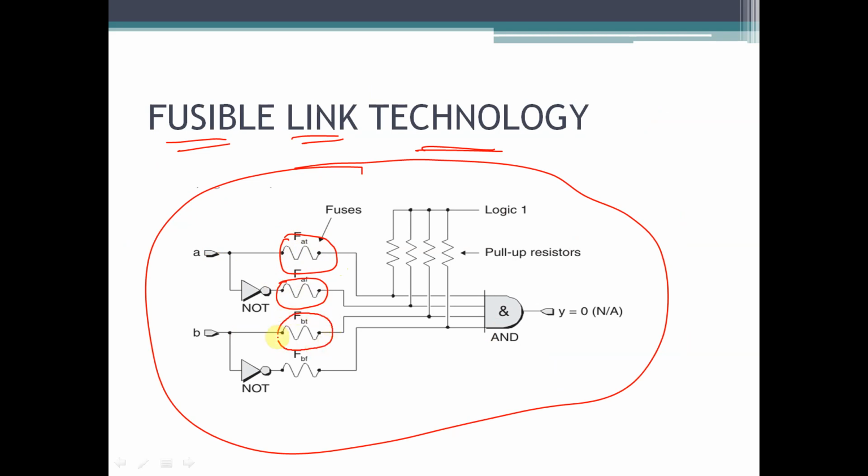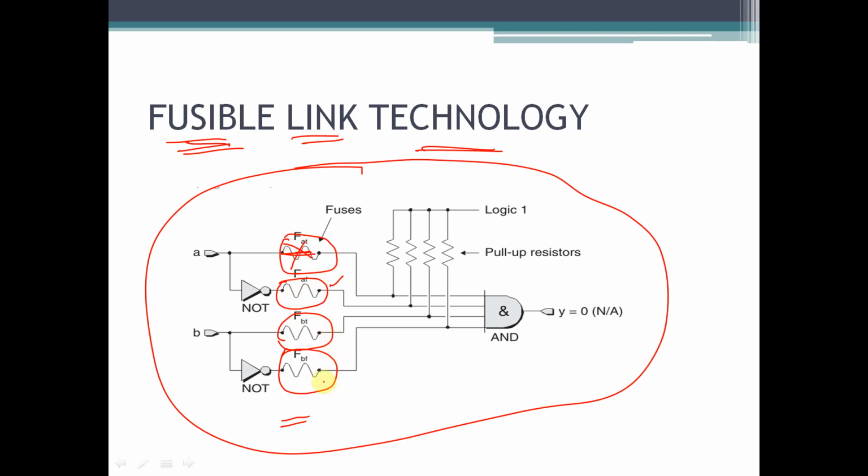The devices are made with this fusible link technology, and after manufacturing, the user may program them. For example, like our household fuses, they will apply a current greater than the fuse current, so that the fuse connection will be removed. If they want to remove this fuse, they will apply more current, so there will be no connection. If they want to keep this connection, they will not apply more current at this point, so this fuse will be there. And here, if they want to remove this link, they will apply more current.